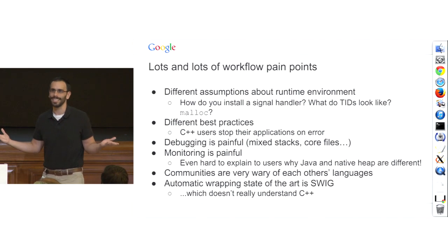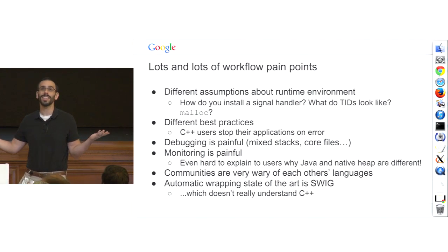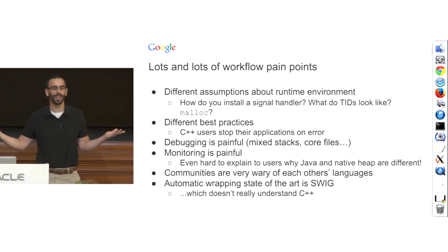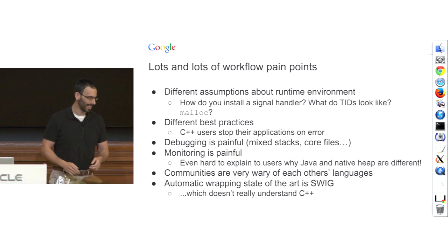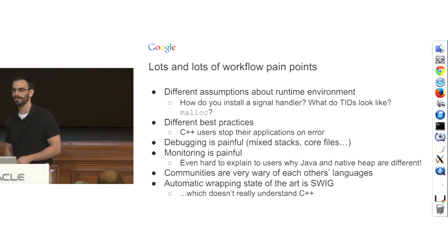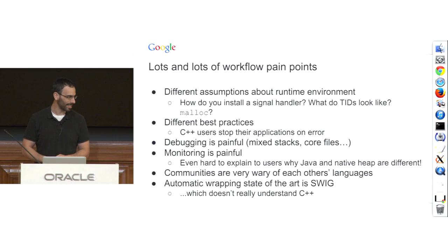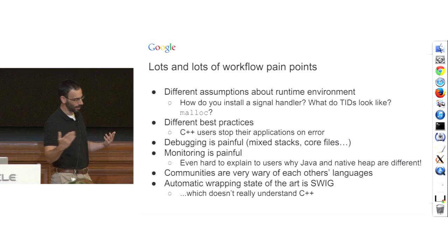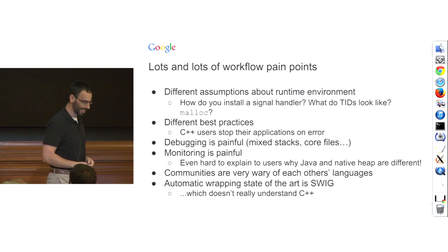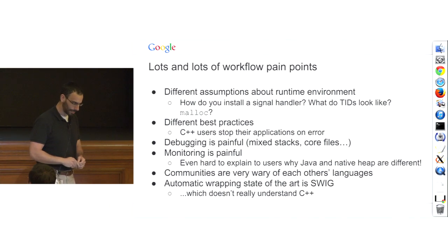What do thread IDs look like? You wouldn't even think that that would be a problem, right? But all of a sudden your native thread ID is different from your Java thread ID, which is just an integer that gets incremented. How do you handle it when you have malloc going on in your process? What does that mean to a user? I'll talk about what I mean by that in a couple of slides.